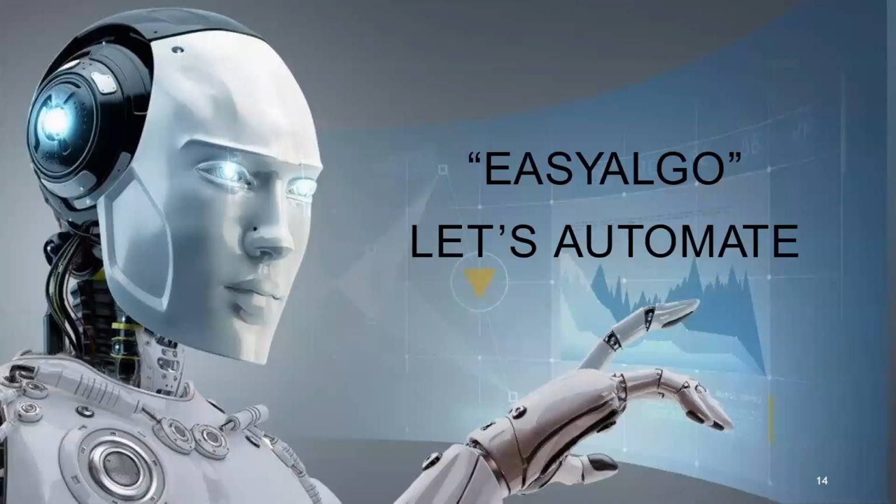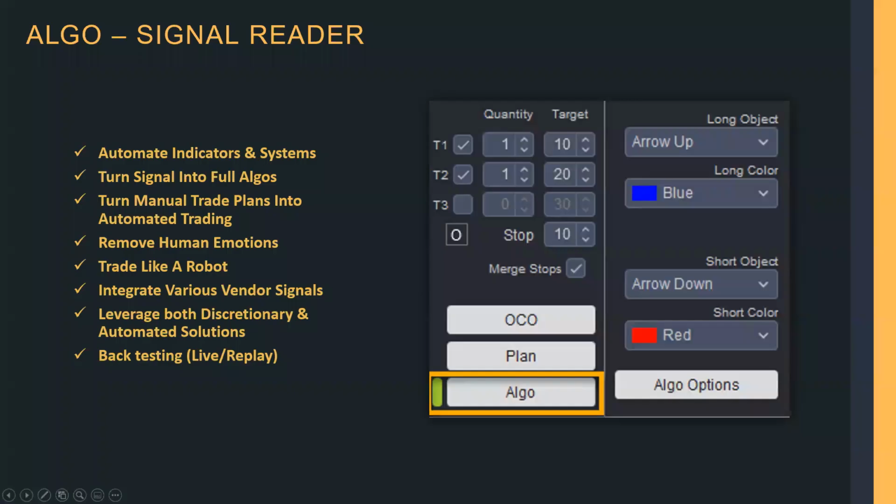Now what we've done is we're going to shift the gears into the algo section of this, okay? Automation is a choice. You can fully automate signals or you can semi-automate signals using the EasyAlgo, and it reads chart markers. So we've built a signal reader that will automate indicators. If you have an indicator that produces a chart marker like a diamond, an arrow, a buy dot, a sell dot, an up arrow, a down arrow, anything to do with that, you can automate it.